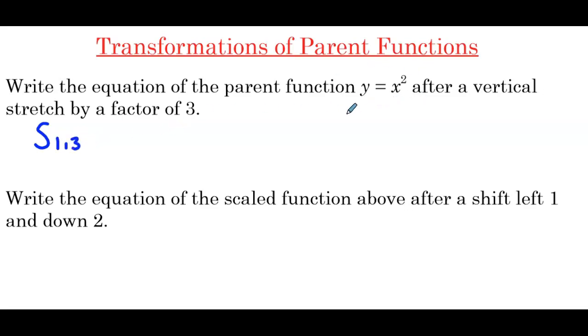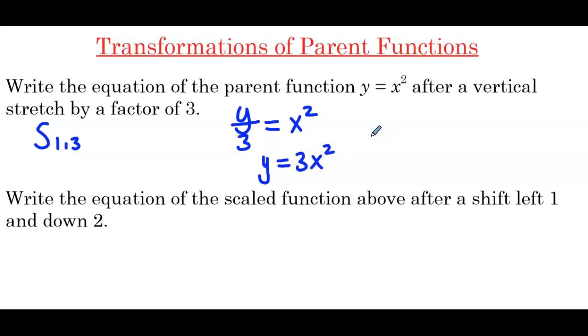So in our function y equals x squared, we're going to divide y by 3, and then that's equal to x squared. Right, we can divide x by 1, but it wouldn't change the value of x. Now in y equals form, we have y equals 3x squared.